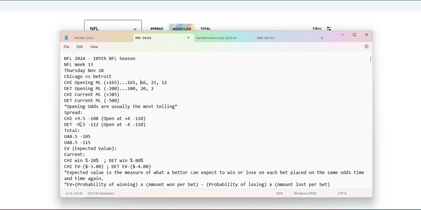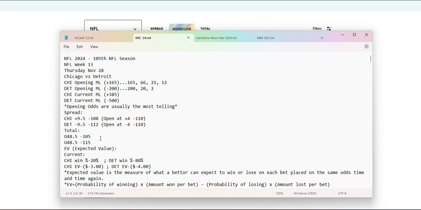Over under is at 48.5, minus 105 cost. Over under 48.5, minus 115 cost. And of course that minus 105 is a sweet spot. So just keep that in mind.